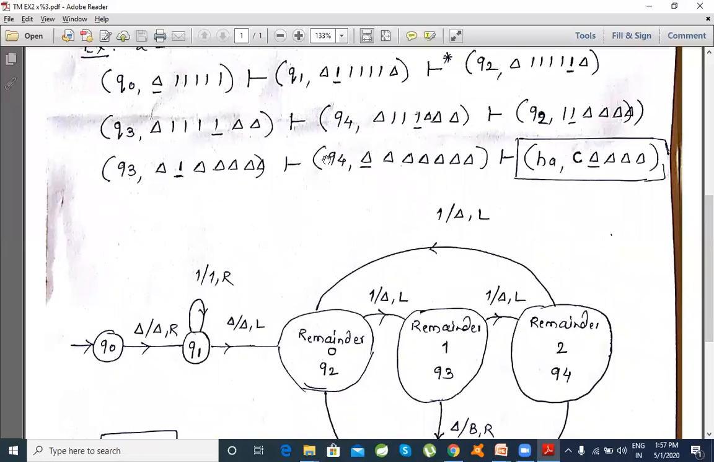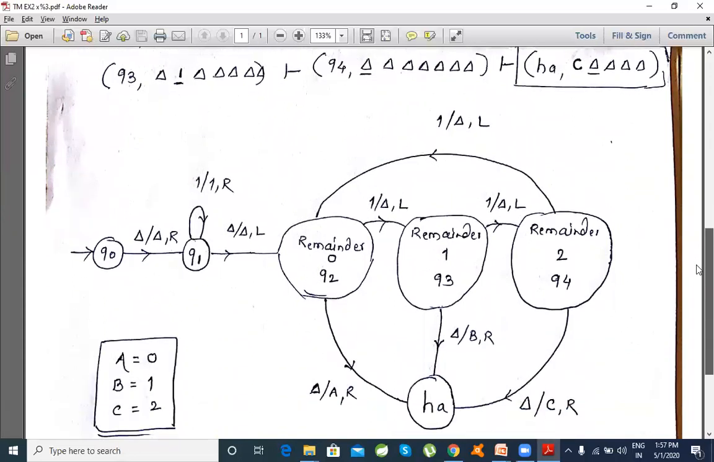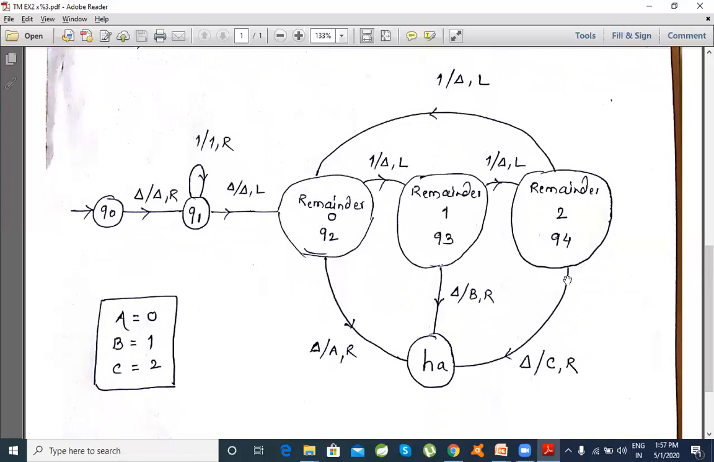So from Q4, after reading null, the machine states that the input is exhausted. So it goes to HA, the halting state, and replaces this current null by the expected answer. We took the exit from this state, so the remainder is always C, meaning 2. The same would hold if we exit from this state: the remainder would be B, meaning 1. And if we had taken the exit from this state, my remainder would be A, meaning the answer would be 0.